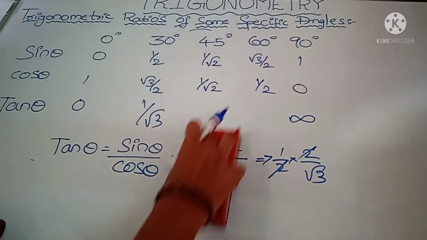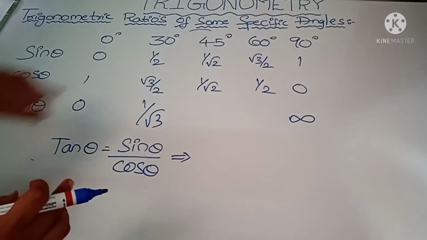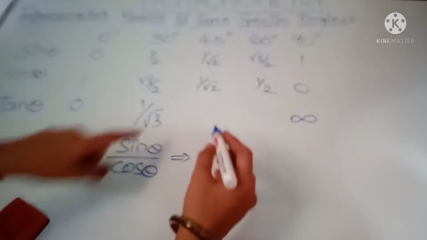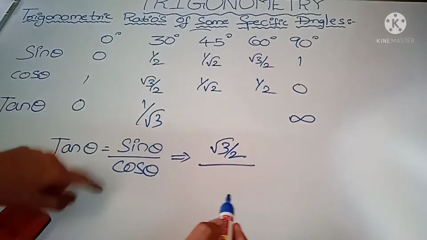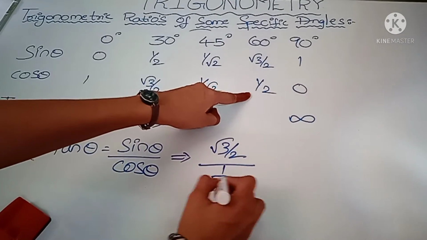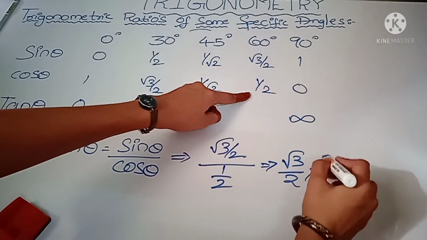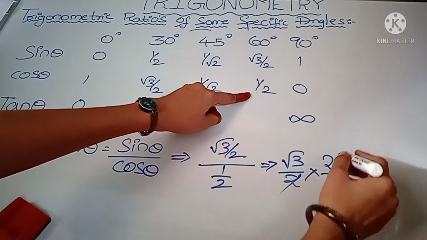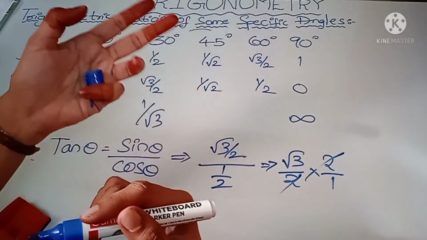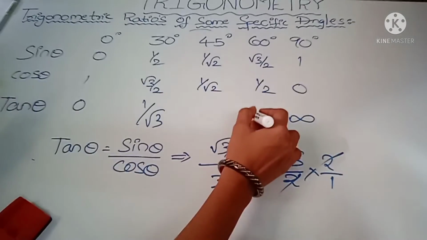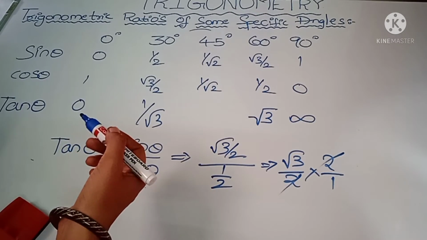Okay. Next one. Tan 60 degrees. What is the value of sin 60? Root 3 by 2. And cos 60 is 1 by 2. Yes, this can be written as root 3 by 2 into 2 by 1. 2 gets cancelled. What is the value? Root 3 by 1. That is nothing but root 3. Tan 60 degrees is root 3.